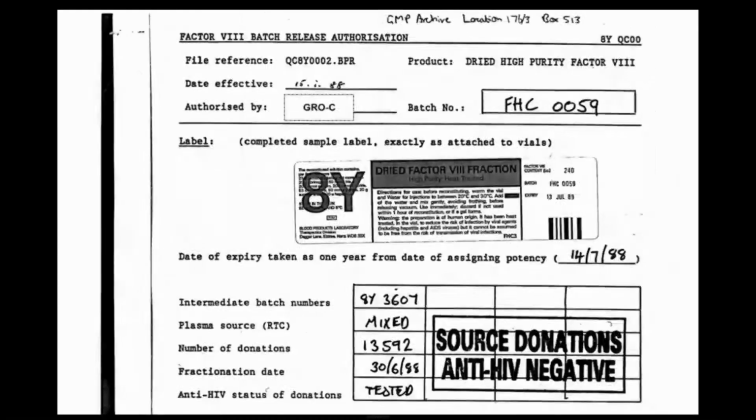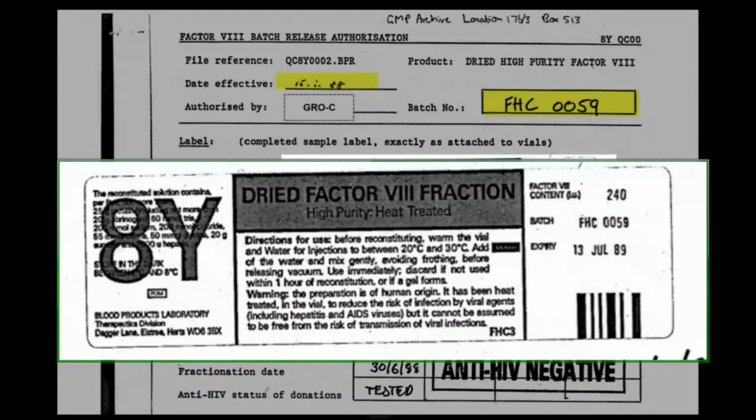If we could look at the top left-hand corner, there is a date given for date effective, which is the 15th of February 1988. The batch number is FHC. The label below, which is stated to be a sample label, is headed dried factor 8 fraction, high purity, heat treated. We can see on the left-hand side that 8Y is stamped on it. A barcode in the bottom right-hand corner.